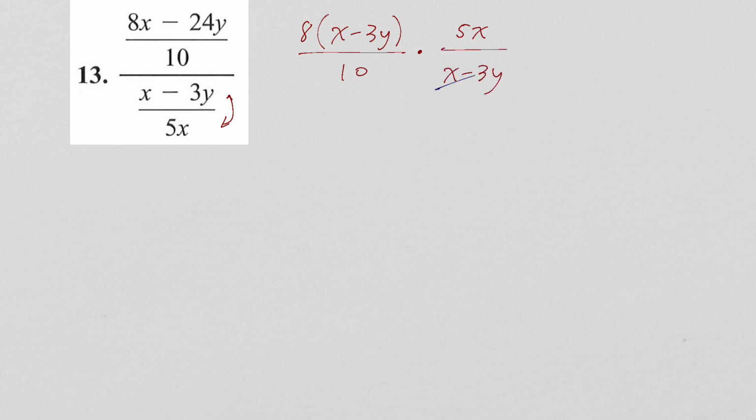And then I can see the x minus 3y's cancel. And 2 goes into 8 4 times, but into 10 5 times. And finally, this 5 cancels with this 5. So everything but 4x is canceled.